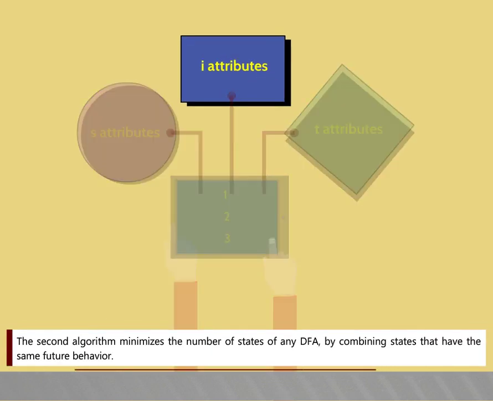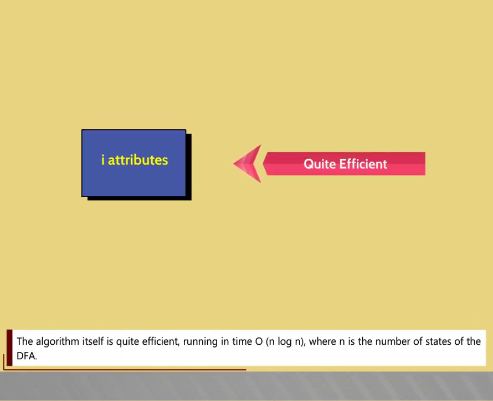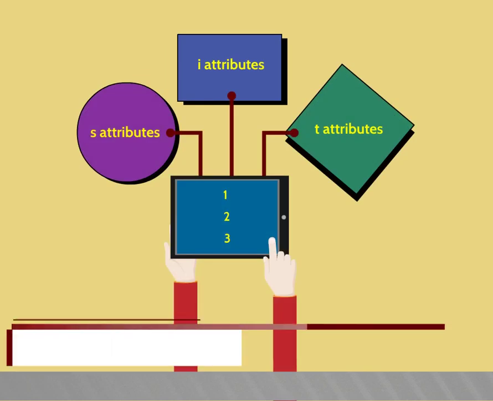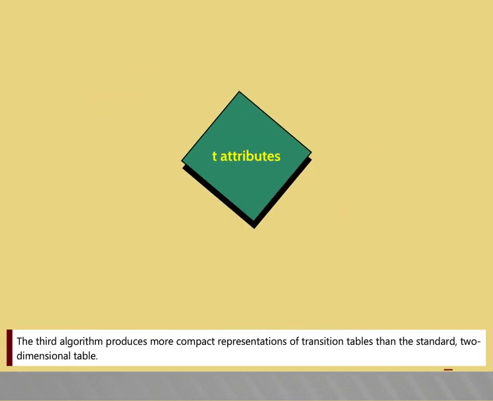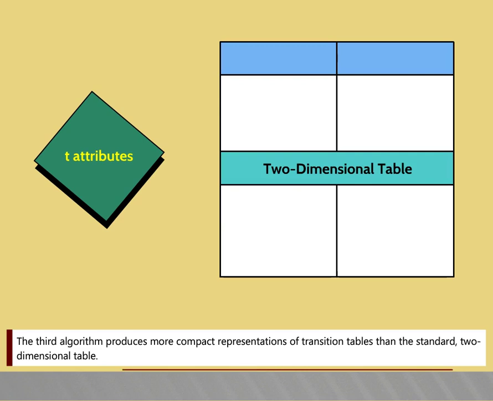The second algorithm minimizes the number of states of any DFA by combining states that have the same future behavior. The algorithm itself is quite efficient, running in time O(n log n), where n is the number of states of the DFA. The third algorithm produces more compact representations of transition tables than the standard two-dimensional table.